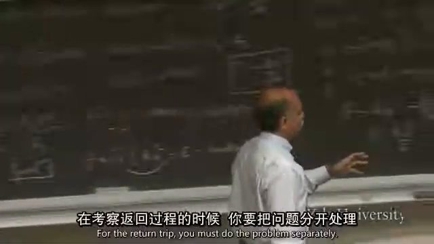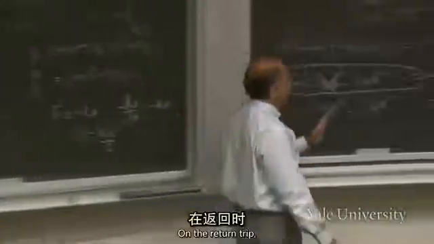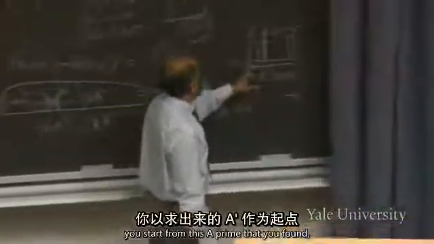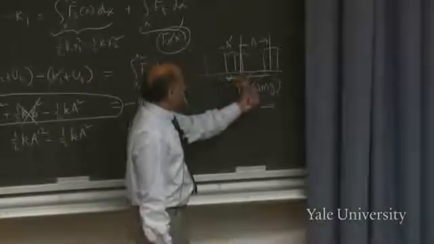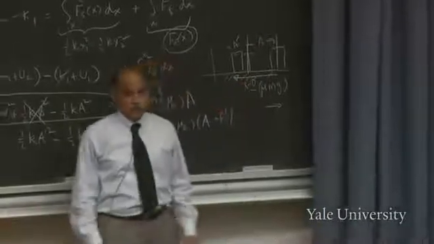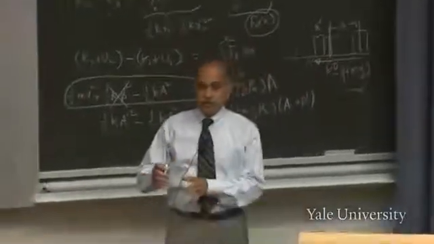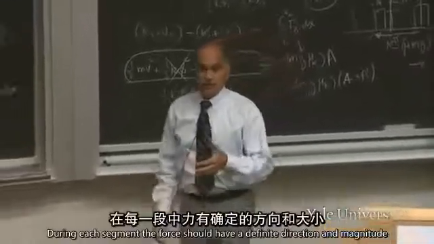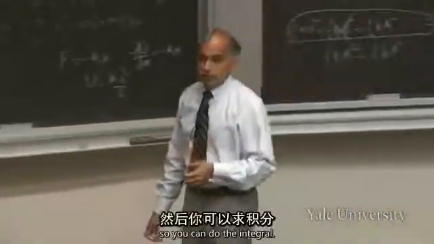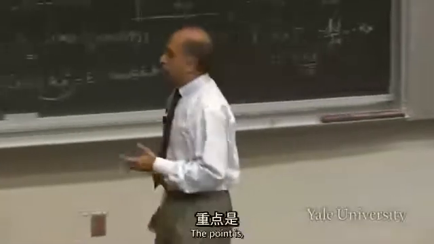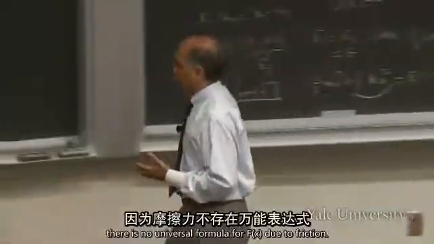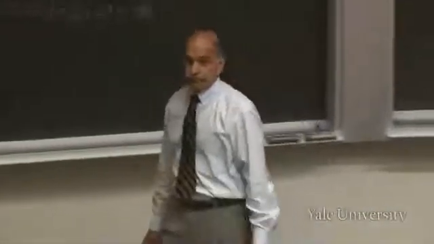For the return trip, you must do the problem separately. On the return trip, you start from this A prime that you found, then start moving to the right. Now friction will act to the left. So you must divide the motion into segments. During each segment, the force should have a definite direction and magnitude, so you can do the integral. The point is there is no universal formula for f of x due to friction.